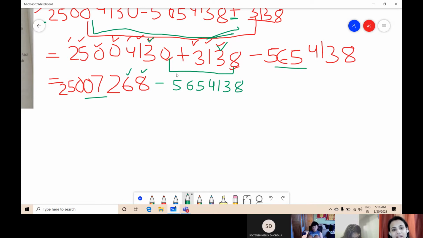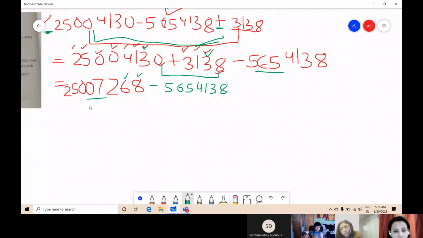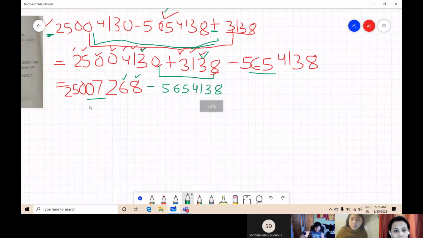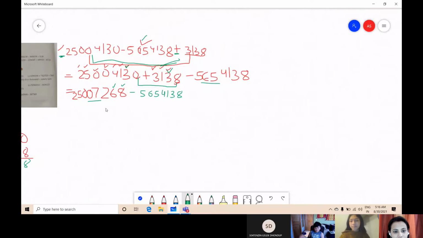See here what I have written. I have added these two and written here, and the number which has left, that also I have to write. I will not leave any number. I have to write all the numbers. So I have written this number as it is. Okay. Now I will solve. Now I will subtract these two because this is having subtraction sign.